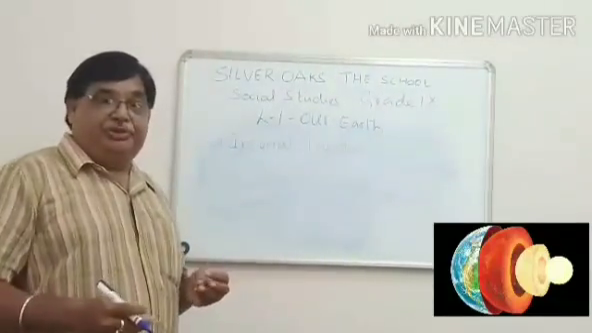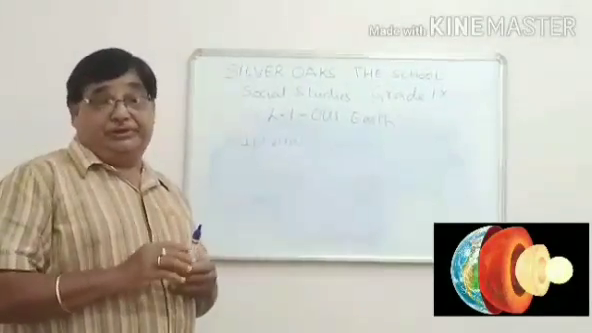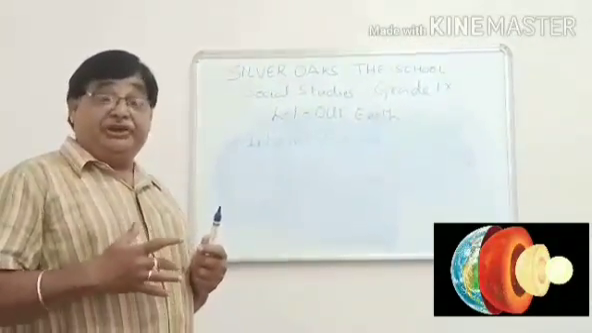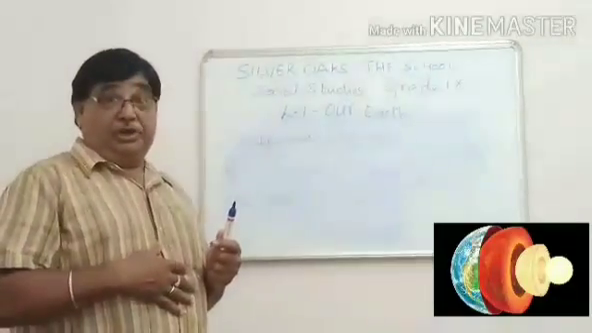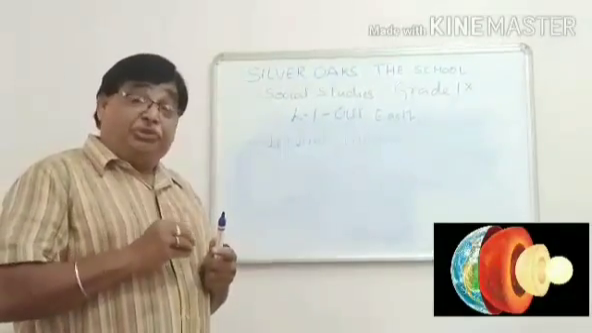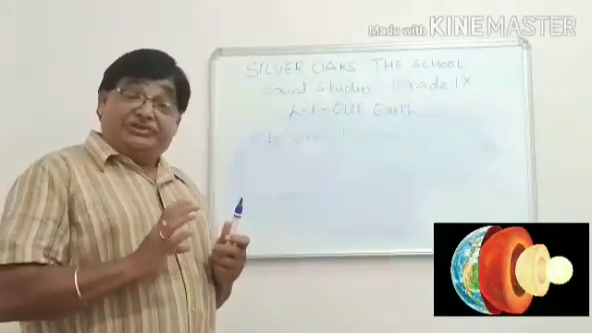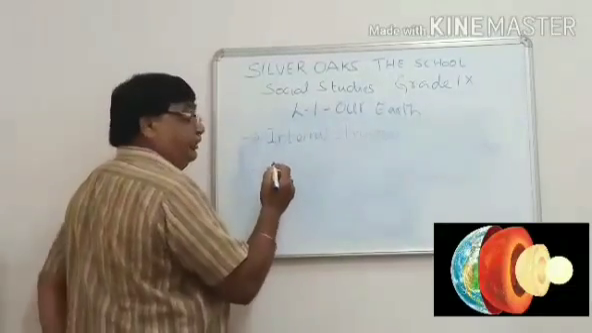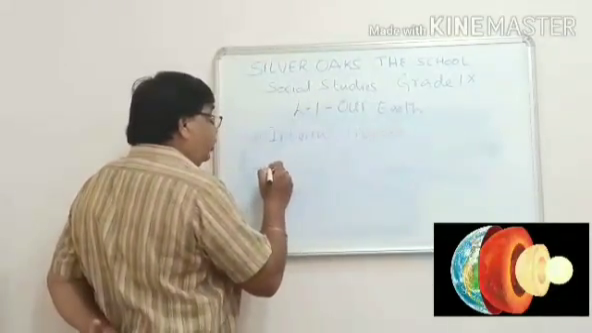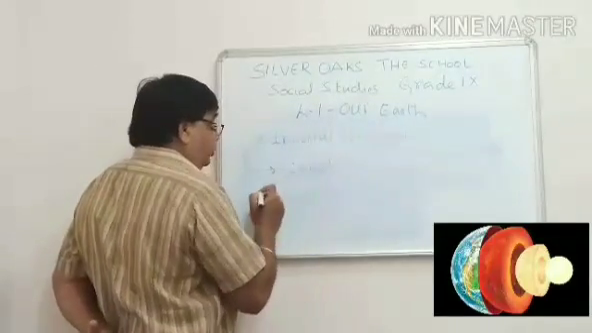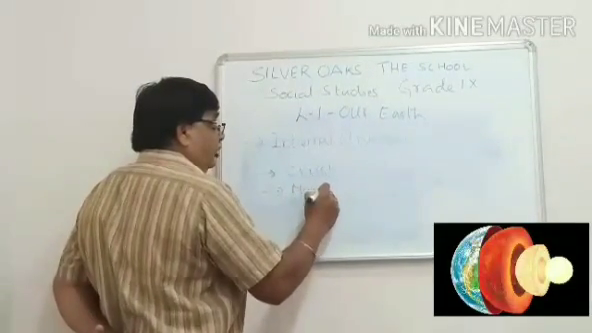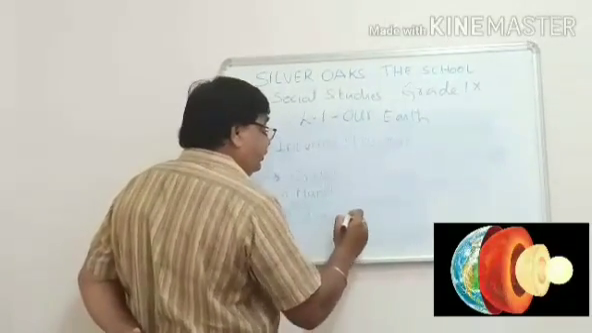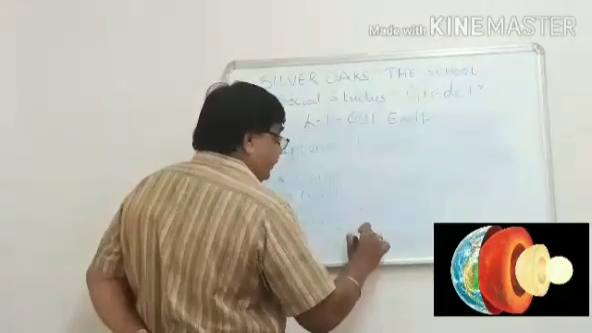Now we are going to discuss the internal structure of the earth. What is present inside the earth? Scientists, after conducting many investigations and observations, came to know that the earth inside has 3 layers. The important 3 layers of the earth are crust, second mantle, and third core. This core is again divided into outer core and inner core.